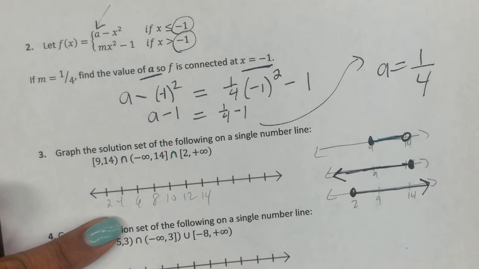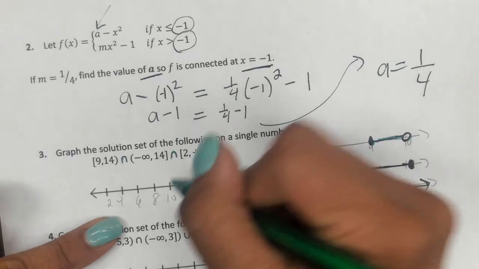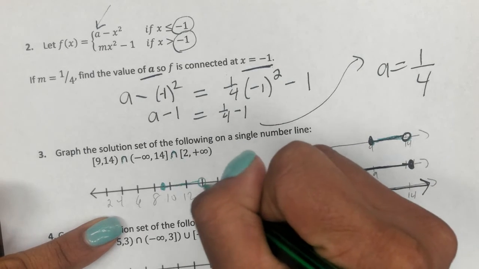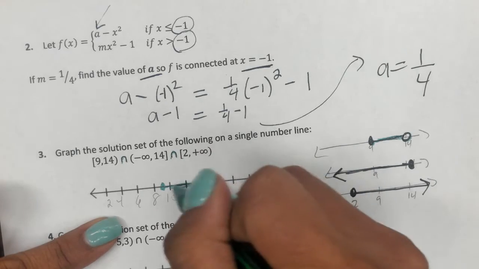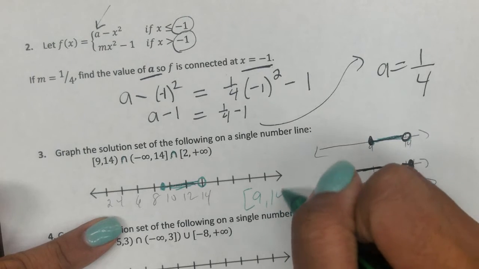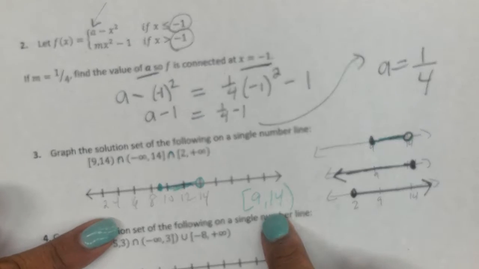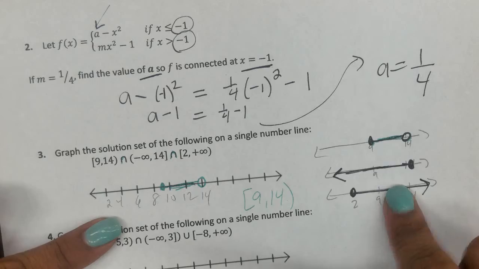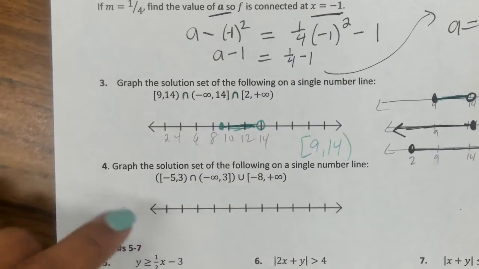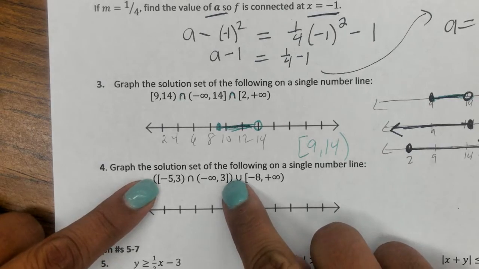And then 9, closed circle on 9, and it'll go to 14, and an open circle on 14. Oh, I'm messing that up, so I'll just write the answer on the side. It's from 9 to 14. This one interval is where all 3 of them overlap. So that's the answer. And I know you did not have parentheses, I just added them.